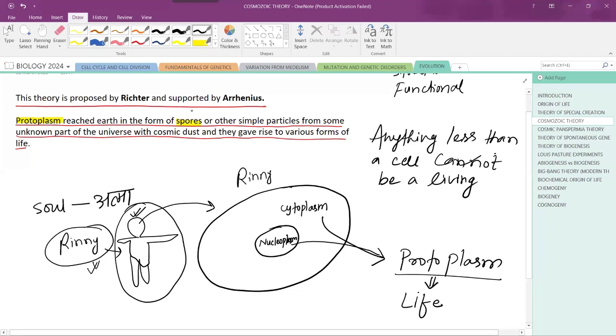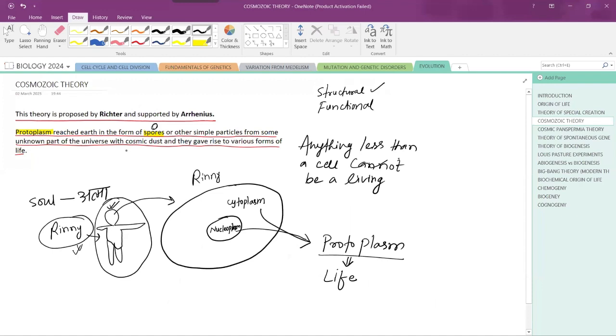Spore is nothing but a circular body that is filled with protoplasm which comes on the earth, and after that other simple particles from some unknown part of the universe with a cosmic dust gave rise to various forms of life. So the spores from different parts of the universe having protoplasm, or we can say having life, come on the earth and develop, and after that give rise to various forms of life on the earth. Okay, so this is the cosmogenic theory, or we can say cosmozoic theory. Understood?